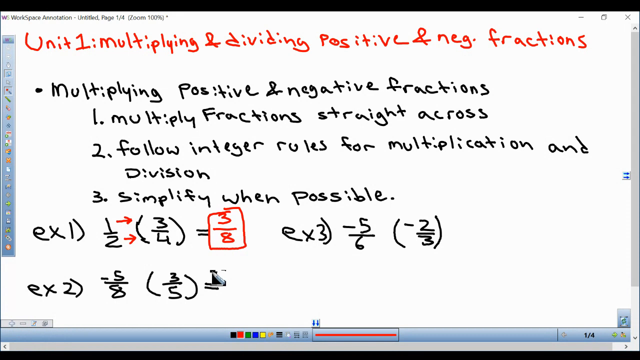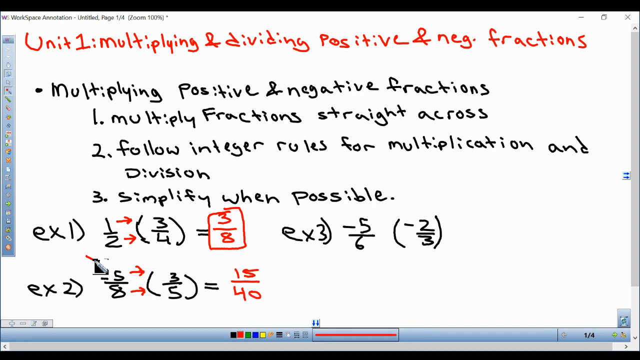Example 2 right below it. If you want to pause the video and try and solve it yourself, you can. If you want to work along with me, it's more than welcome. Once again, we don't have anything here in the middle, so that means to multiply, and we multiply straight across. 5 times 3 is 15, so that's our numerator. Numerator times the numerator, denominator times the denominator. 8 times 5 is 40. 15 over 40.